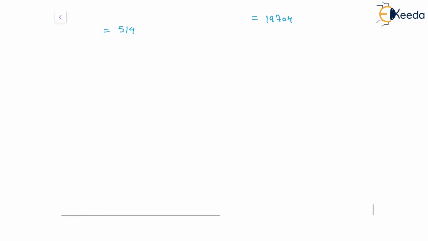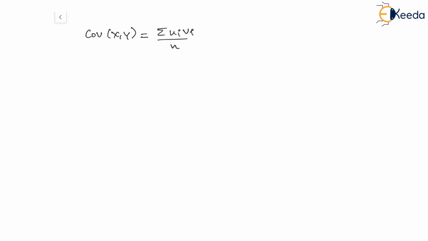Now the covariance of uv will be given by the expression summation of uivi over n minus u mean times v mean. This becomes 21680 divided by 8 minus 6 times 35, and that is equal to 2500.